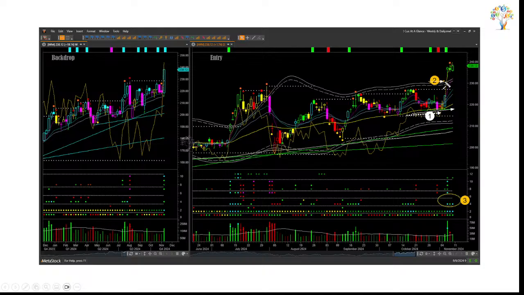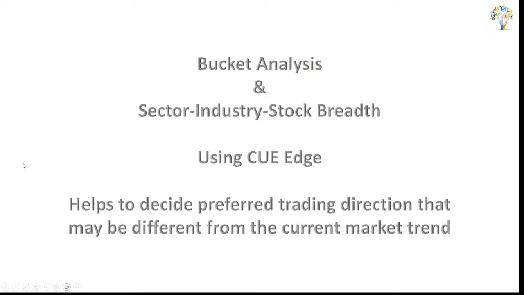Support held like a broken record. Above the upper boundary, stretch showing overbought, but bullish: cannot buy, cannot short. Bucket analysis and sector industry stock breadth using QH helps to decide preferred trading direction that may be different from the current market trend.